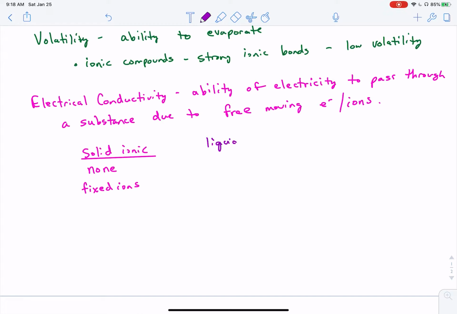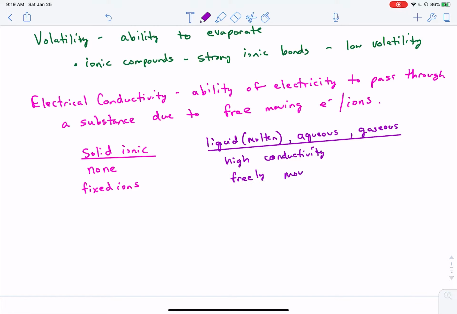In the molten or liquid, aqueous, or gaseous state, you have high conductivity because of the abundance of freely moving ions. Okay. And so once you melt it down, you've broken enough ions apart that the ions are able to move freely. And that's what the liquid state really is.